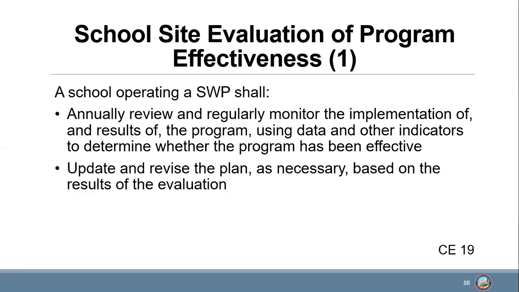CE19 is the school site evaluation of Title I program effectiveness. The idea behind this item is to ensure that there's some sort of progress monitoring, or I like to say temperature check, that's taking place in regards to Title I spending and expenditures. A school operating a school-wide program shall annually review and regularly monitor the implementation of and results of the Title I program. This involves using various sources of data and indicators to determine if the program has been effective in reaching its goal, and then making updates and revisions to the plan as needed based upon the findings of the evaluation.